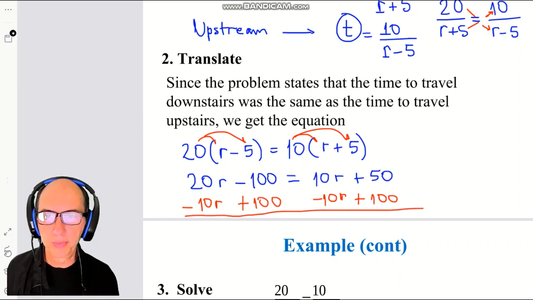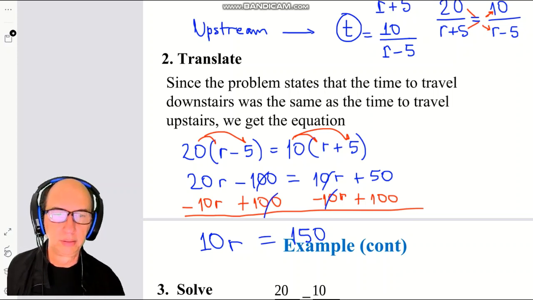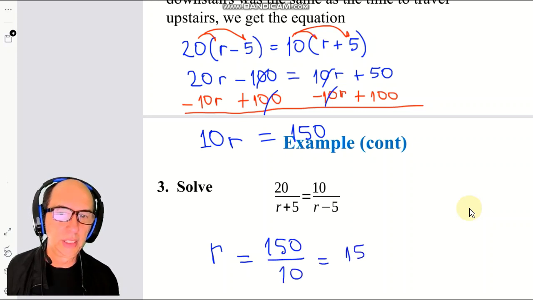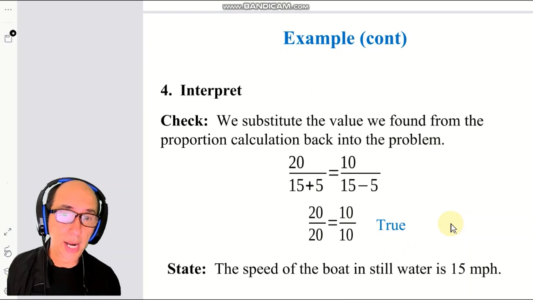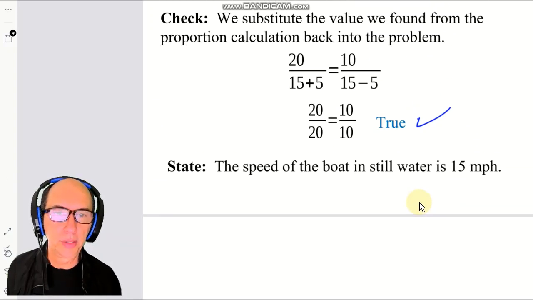And finally, we will have 20R minus 10R, 10R equals 50 plus 100, 150. This cancels. Divide both sides by 10. R equals 150 over 10 equals 15. And this is going to be miles per hour. The final answer, check. Always check. And we will see 15 works. And you can be confident to say the speed of the boat in still water with no stream will be 15 miles per hour.